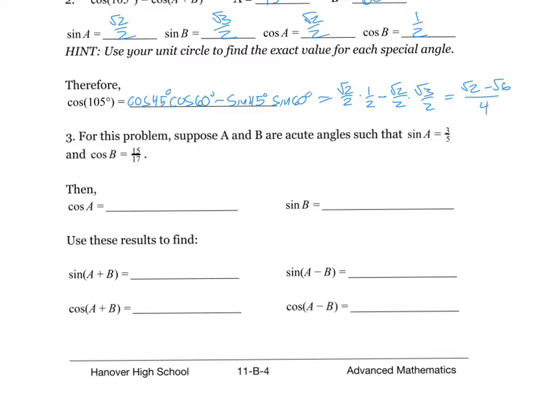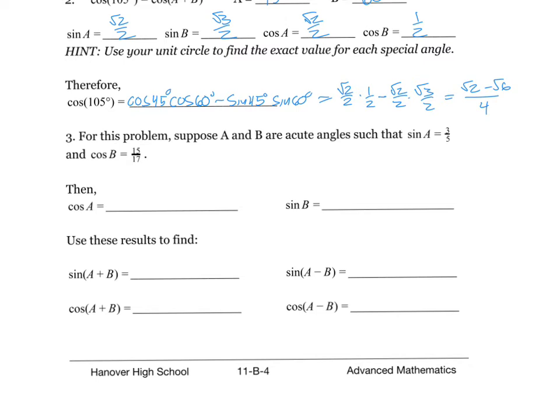Now you could go and do inverse sine of 3/5 to get angle A, and you could do inverse cosine of 15/17 to get angle B, but then you'd get an approximate value.